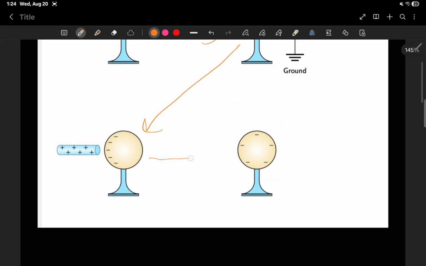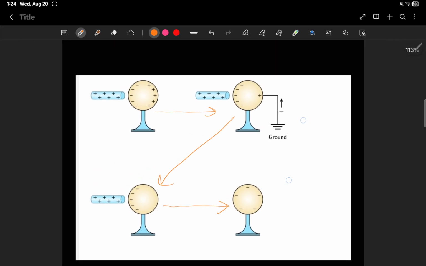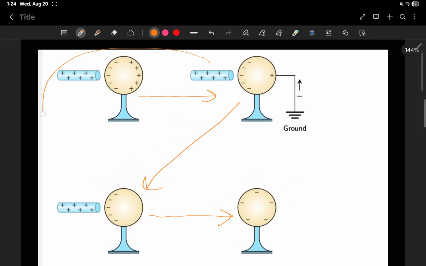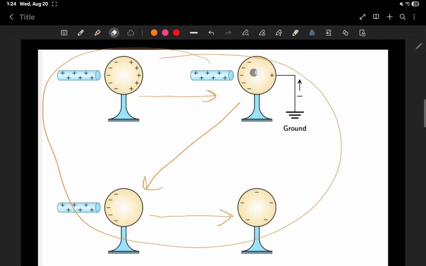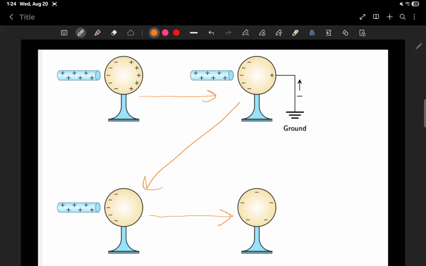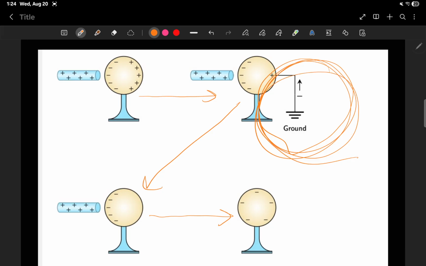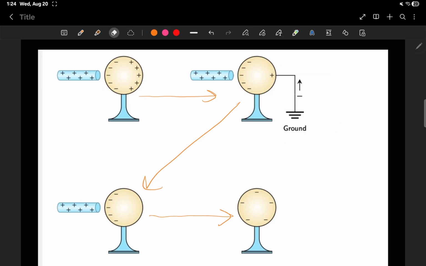I hope this helps explain how we charge something through induction, and how we can use the earth as well to pull out negative charges, or to give negative charges to metals.